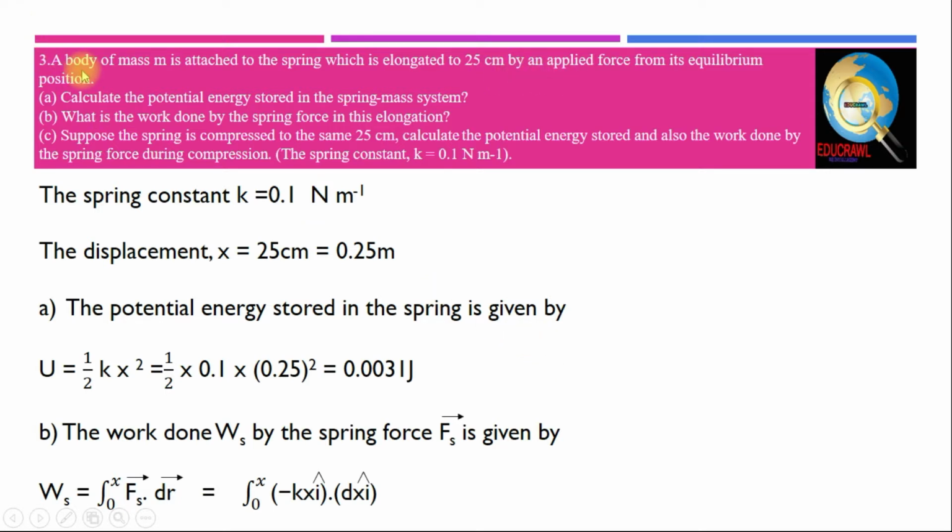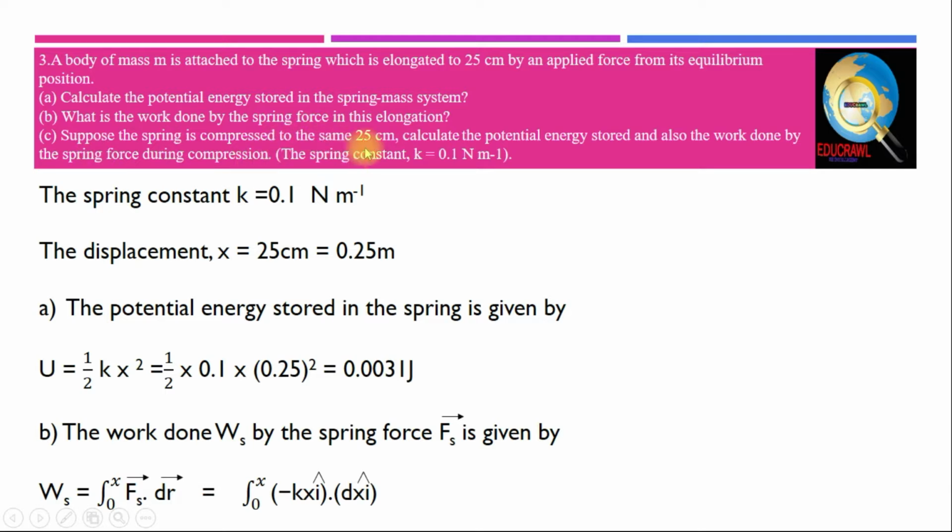Next problem. A body of mass m is attached to a spring which is elongated to 25 cm by an applied force from its equilibrium position. Calculate the potential energy stored in the spring mass system. What is the work done by the spring force in this elongation?